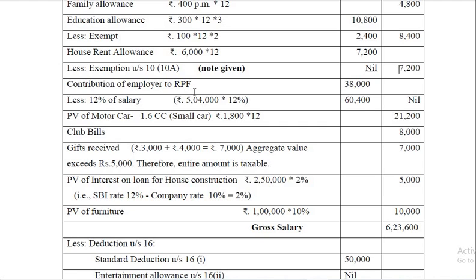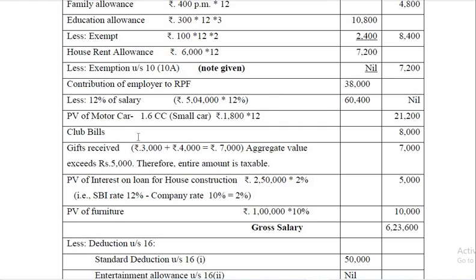Contribution of employer to recognized provident fund. So that is given 38,000 value is given in the problem. Now what is exempt? Exemption is 12% of his salary. So his salary is 5,04,000. How you got that? Basic plus that part of DA which enters into retirement benefits. I have already shown you the calculation. That comes to 5,04,000 rupees. Of that 12% comes to 60,480. So there is no excess value. That means contribution of the employer in excess of 12% of salary, so value is not there.